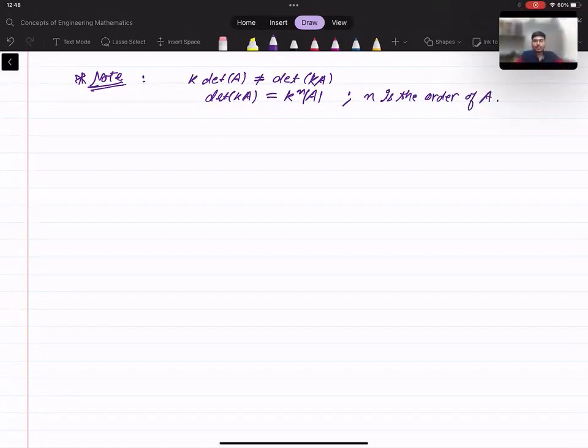So now let us see the matrix multiplication, that is, the multiplication of a matrix with another matrix.